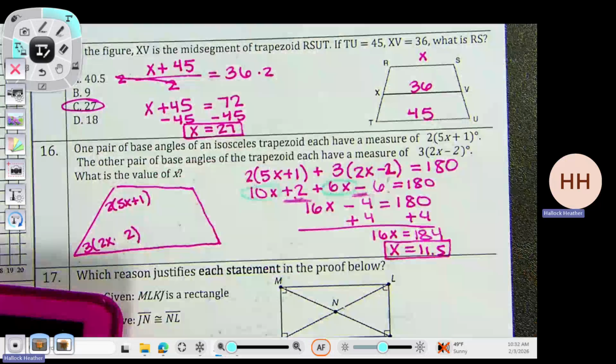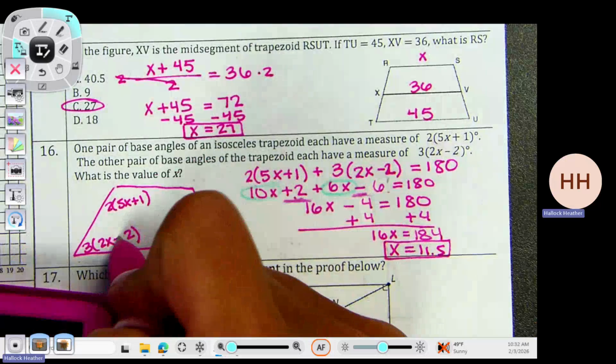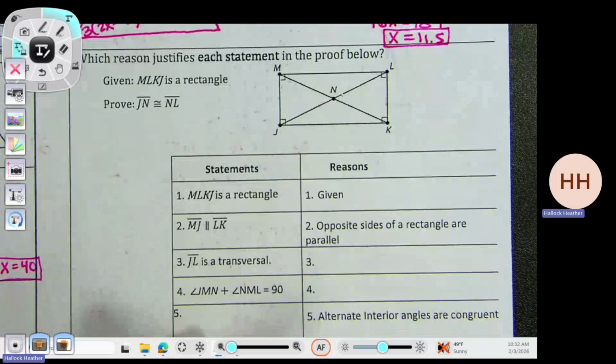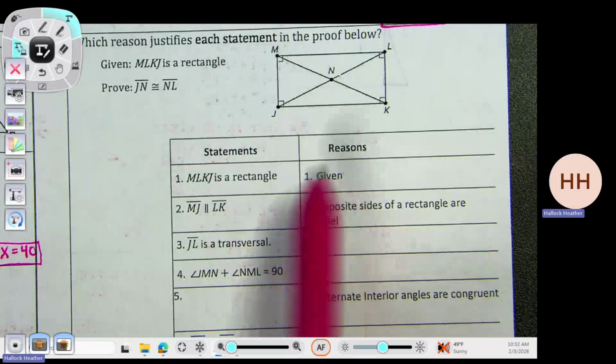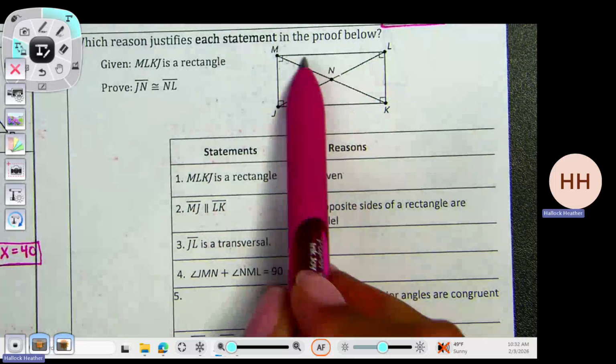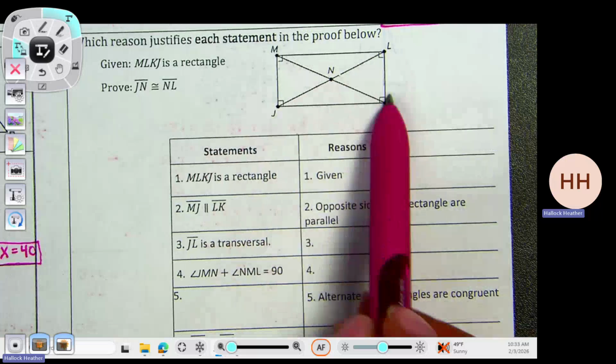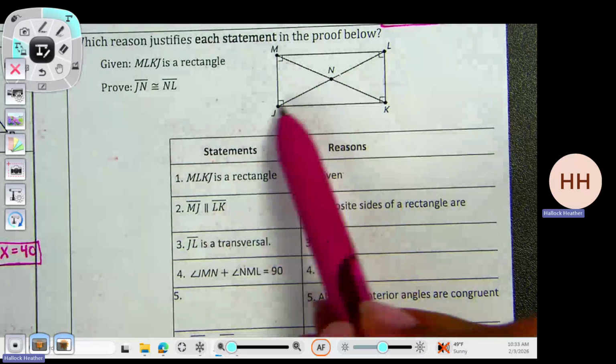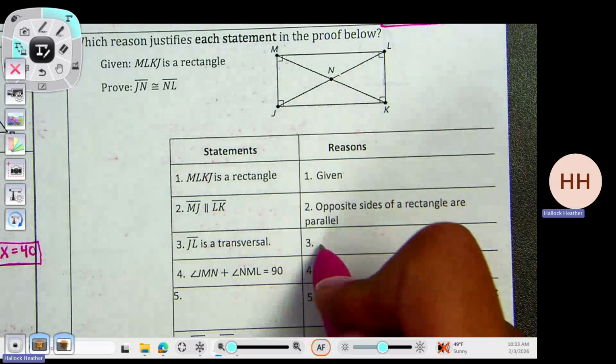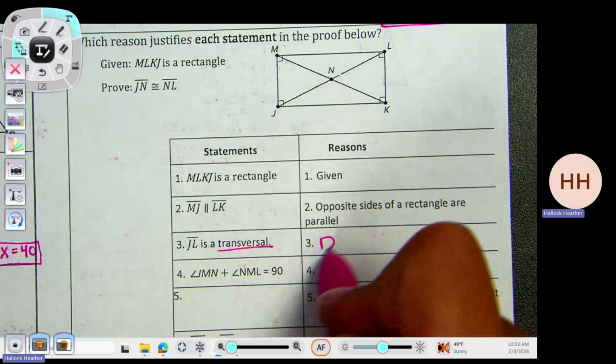Okay, the last one is a practice problem of the proof. So let's go through this one. For the proof, the first thing is given. That's because it's given. MJ is parallel to LK. You don't need to write anything because they're telling you that they're parallel, so opposite sides are parallel. JL is a transversal. That's because you're talking about a transversal, so it's the definition of transversal.